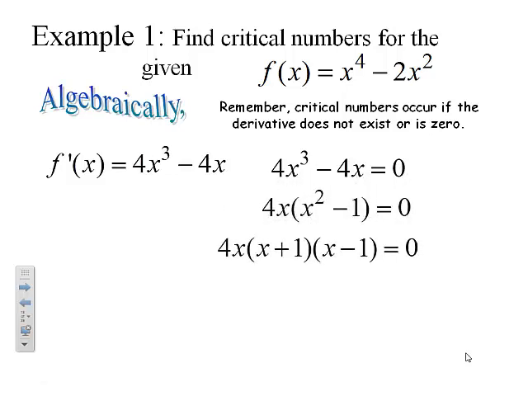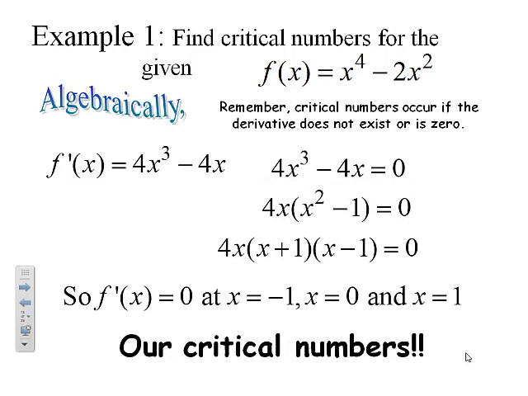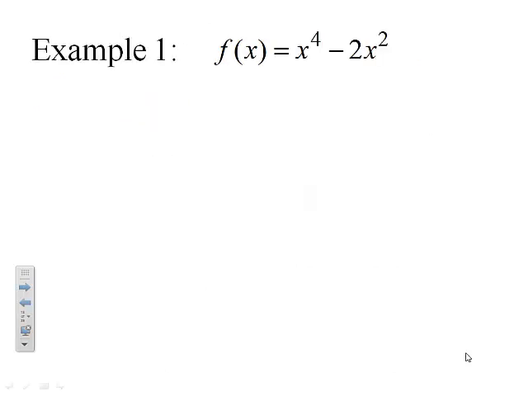I factor out a 4x, I factor the x squared minus 1, and I wind up getting 3 different critical numbers: -1, 0, and 1. So pretty simple. Take the derivative, set it equal to 0, and solve. Those are going to be your critical numbers.